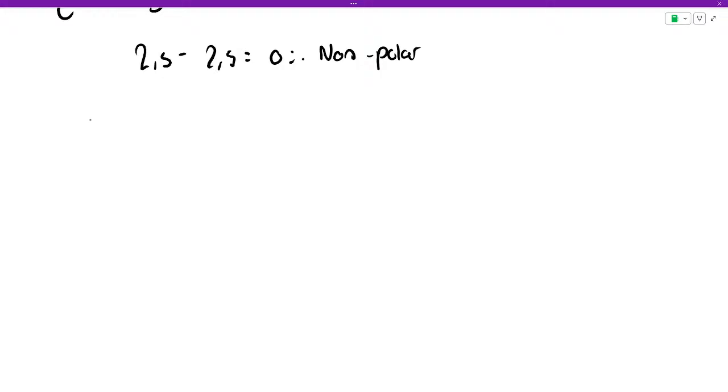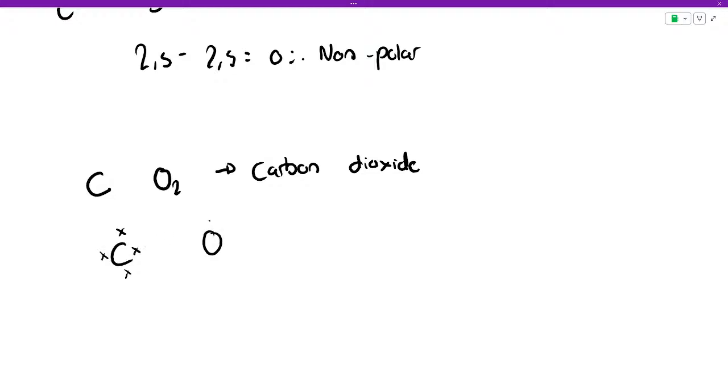Turn to the periodic table. Let's say carbon. Let's start simple. Carbon and oxygen make carbon dioxide. Right. Now, we know oxygen is diatomic in nature. Carbon has 4 valence electrons, oxygen has 6.